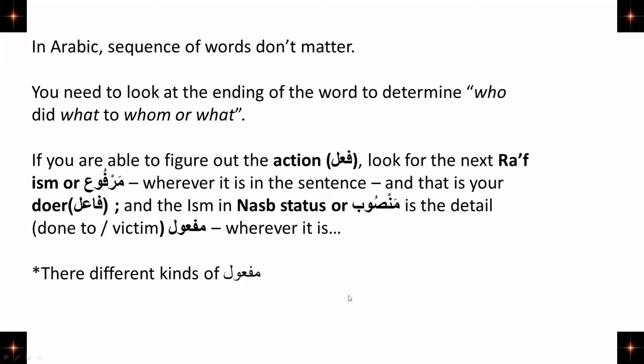Okay? And of course, the maf'uls, there are a lot of them. We'll come to them. There are different kinds of maf'ul: maf'ul bihi, maf'ul fihi, maf'ul lahu, maf'ul hal, maf'ul mutlaq, and so on. Okay? We'll come to them. But the most important thing is that the fa'il is the first rafa ism after the fi'il. And then the nasb ism, the maf'ul bihi, is the nasb ism that is after the fi'il.